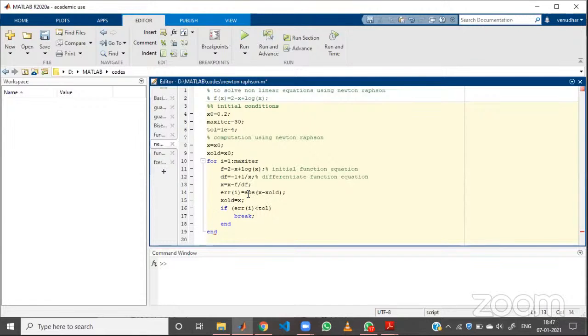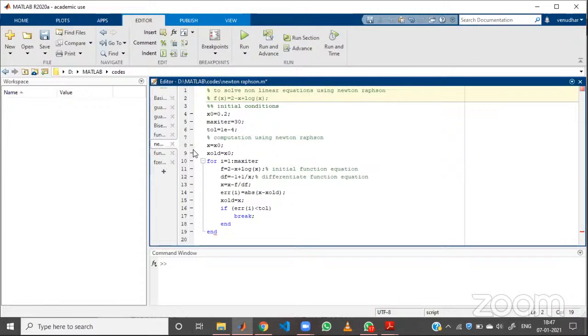And we have some error limit, meaning every time the loop runs, we record the error. Error of i equals the absolute value of x minus x old, meaning the previous iteration's value and the new iteration's value. If error of i is less than the tolerance value, then the loop will break and we will have the final value of x. How many iterations do we have here? We have 30 iterations here.